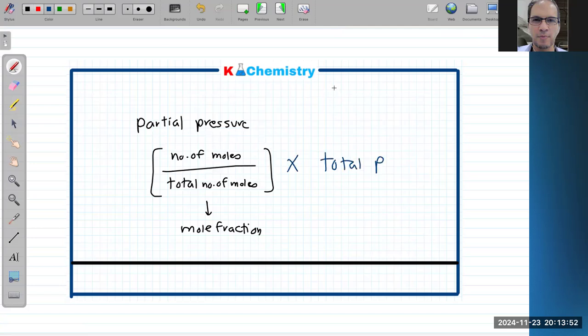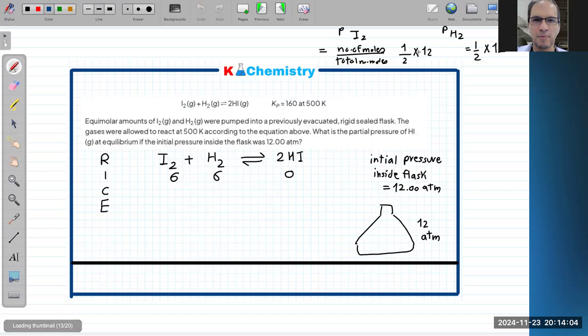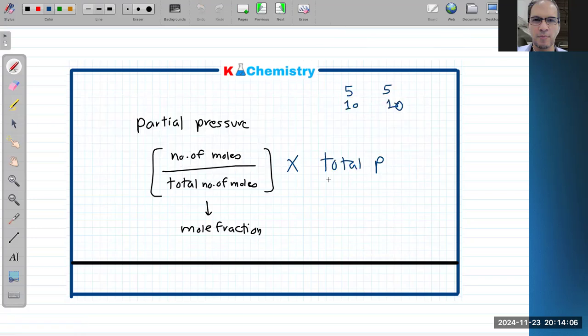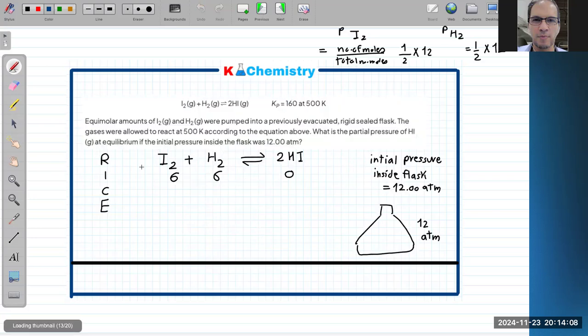Mister, you said that you have equal number of moles. So if you have 5 here, you have 5 here. So if you have 10 here, you have 10 here. So the number of moles of one of them is always equal to half the total number of moles. So half multiplied by the total pressure, which is 12. So every one of them initially has pressure of 6.